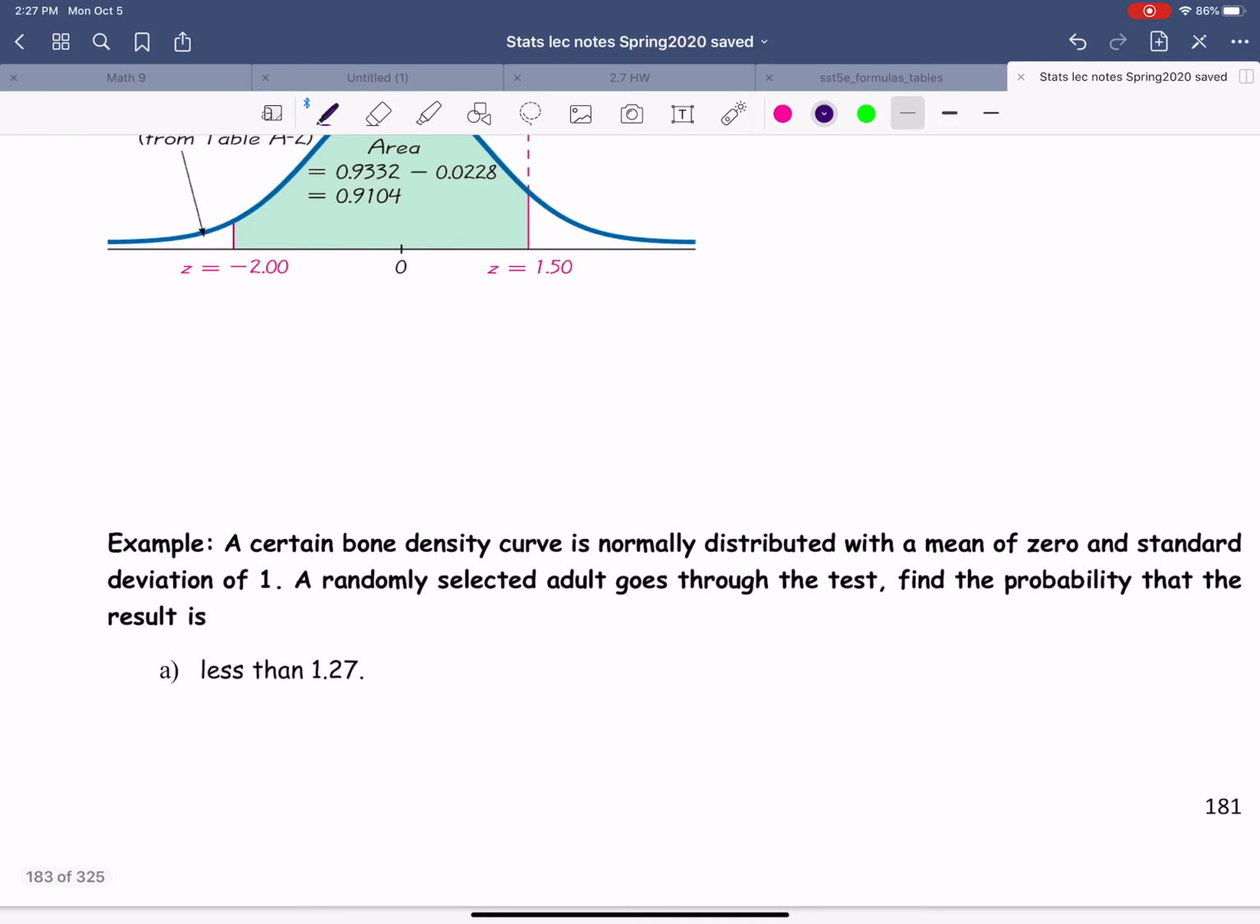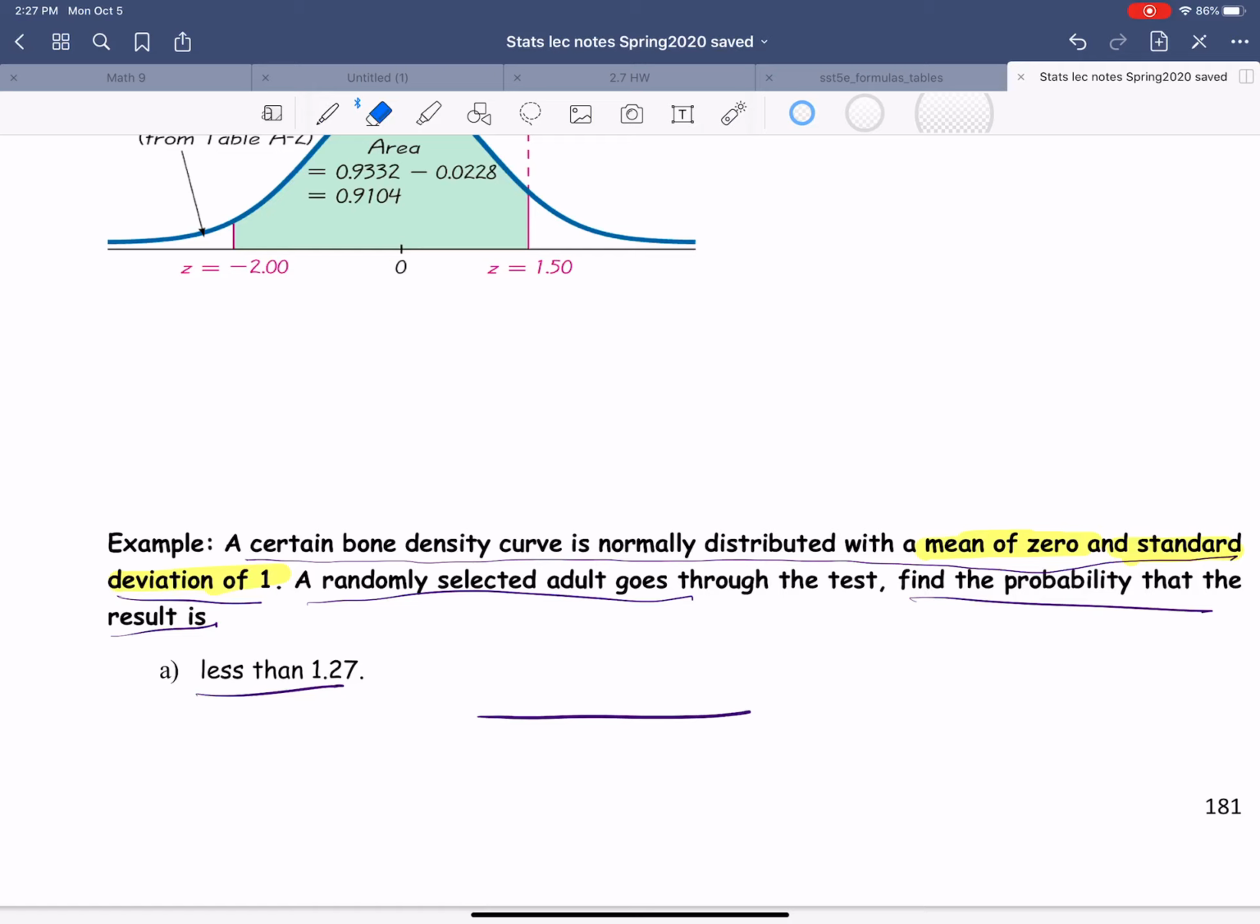So here's the example. We're going to look at page 181. A certain bone density curve is normally distributed with a mean of 0 and standard deviation of 1. A randomly selected adult goes through the test. Find the probability that the result is less than 1.27. Because the mean is 0 and standard deviation is 1, I'm dealing with a standard normal curve. We're looking for the probability of randomly selecting somebody in a standard normal curve. The data values and the z-scores are the same. So basically, I'm looking for the probability of x less than 1.27.